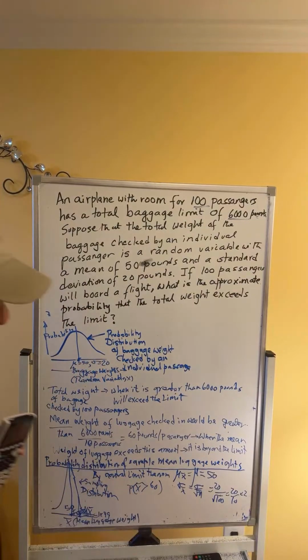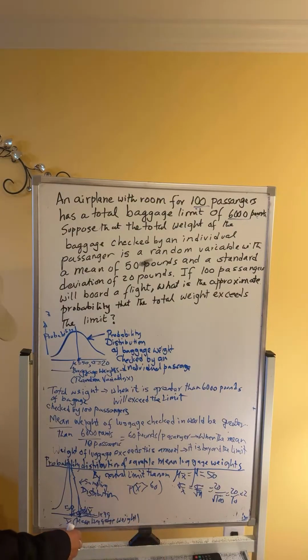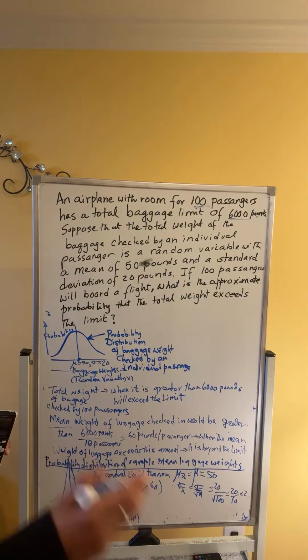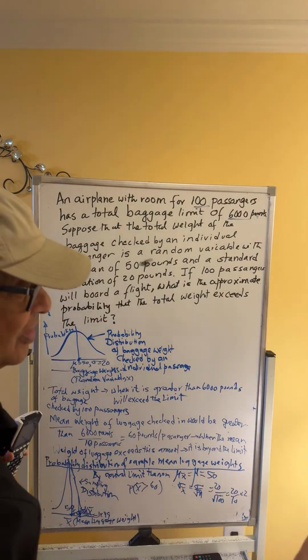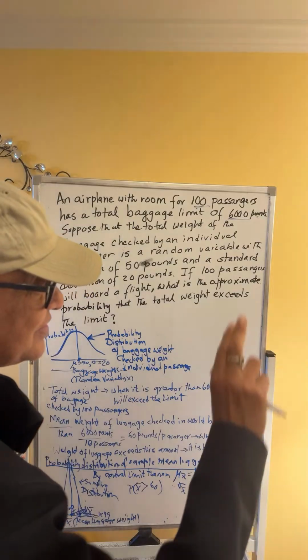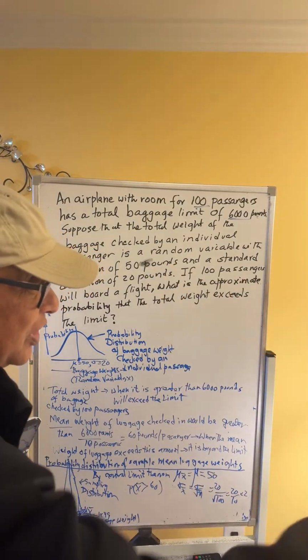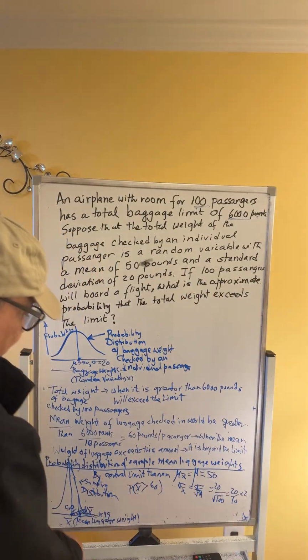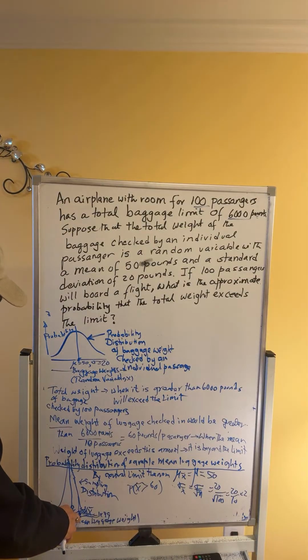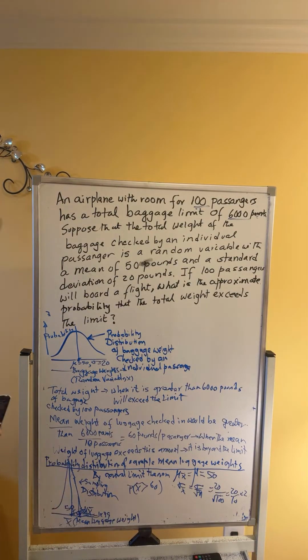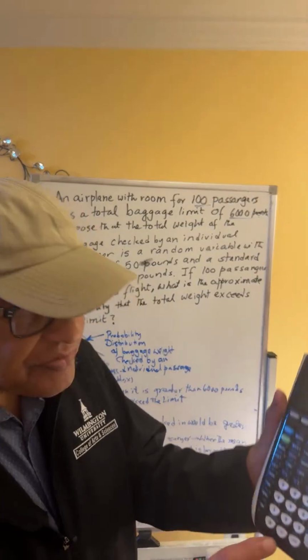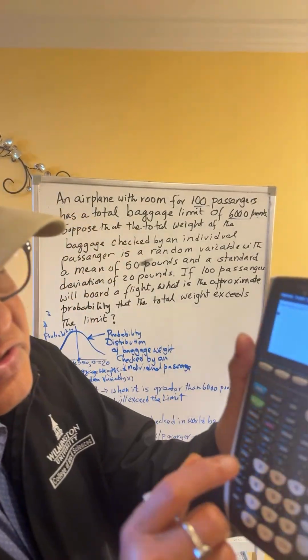Now we want to find the area to the right of 60. What is the probability that the average weight carried by each passenger exceeds 60? So we want to be on the right of 60. We draw a vertical line at 60 on the horizontal axis of the bell-shaped probability distribution curve or sampling distribution curve, and we want to find the area to the right of 60. So we go like this.